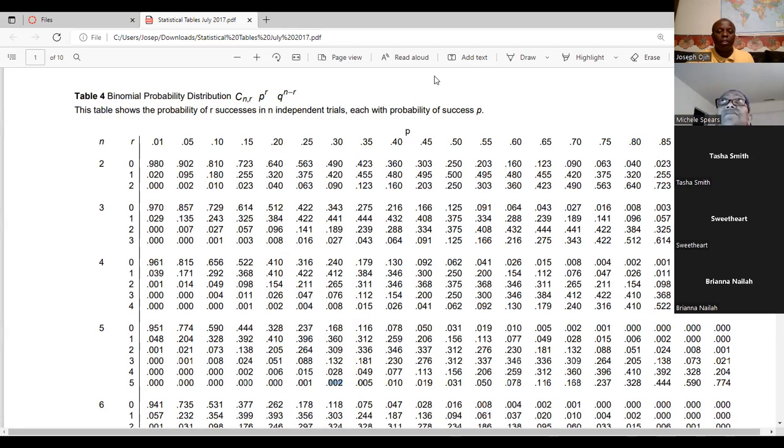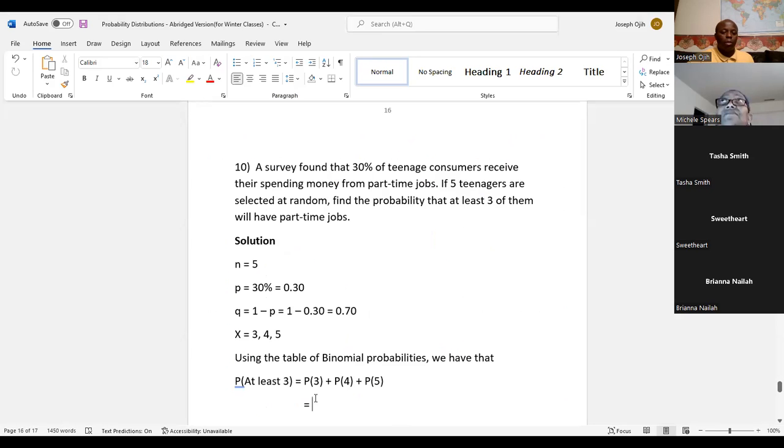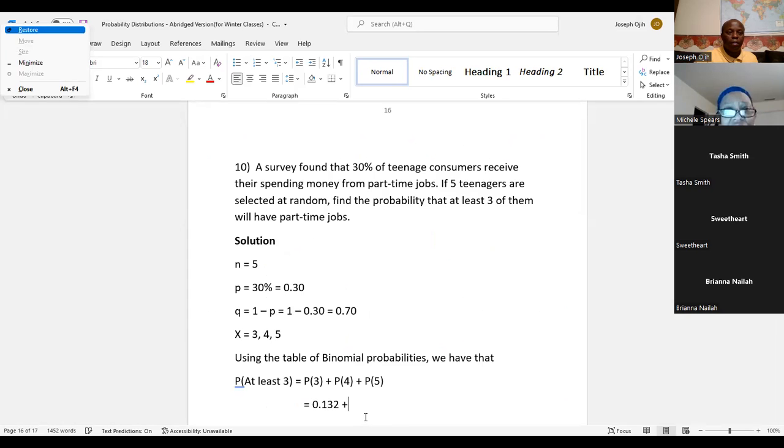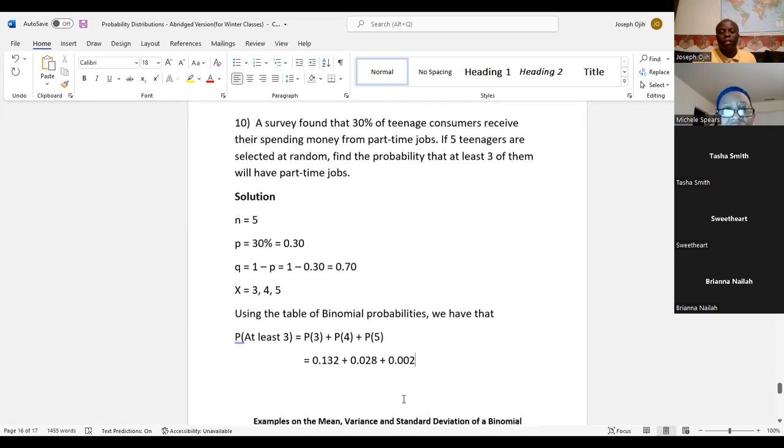So having found it, we can now go back and put it in. For 3, we have 0.132. For 4, this one we have from the table, 0.028. And for 5, 0.002. So instead of doing all these calculations, you just get it from there.